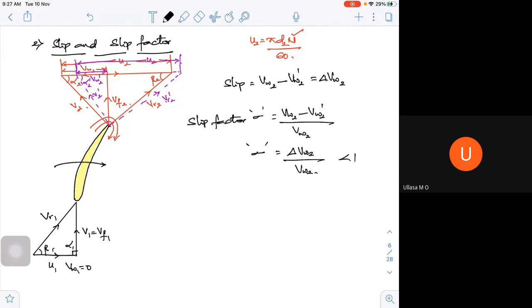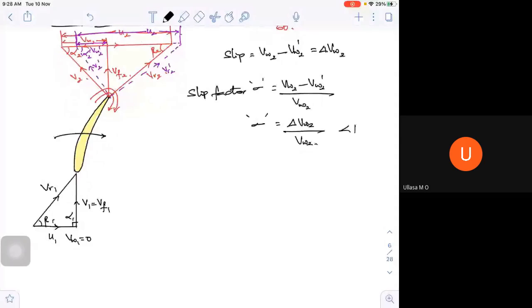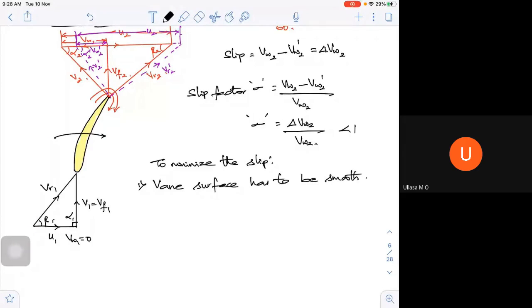Okay. Is there any possibility to minimize the slip? How to minimize the slip in a pump? Okay. What should be done? What I have tried with experiment is they are trying to make the vane surface smooth. The vane surface has to be smooth. If you have a rough surface, there is every possibility of this thing happening.